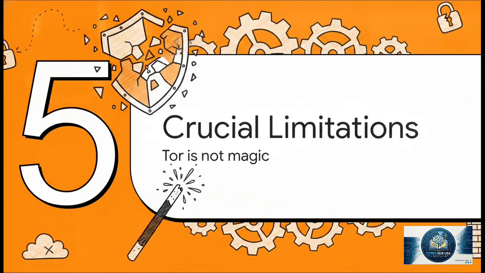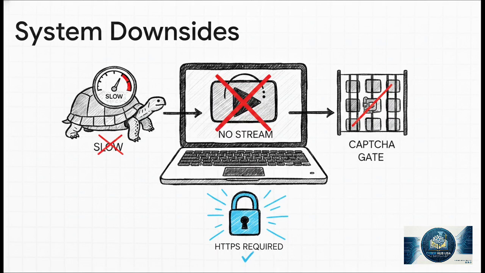All right, Section 5, Crucial Limitations. Because guys, Tor is not magic. We have to be real here. Because your data is being wrapped in heavy encryption and physically bouncing across 3 random computers around the world, you are going to sacrifice speed. You will absolutely notice it. Trying to stream high-def video? Yeah, that's pretty much unviable.